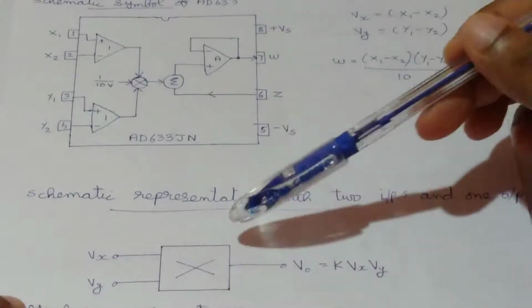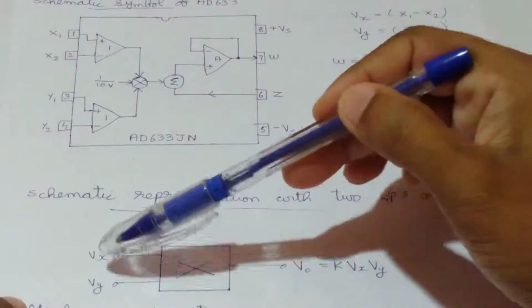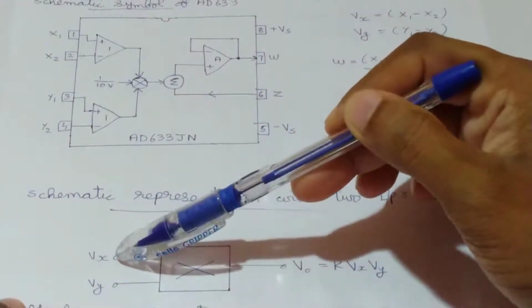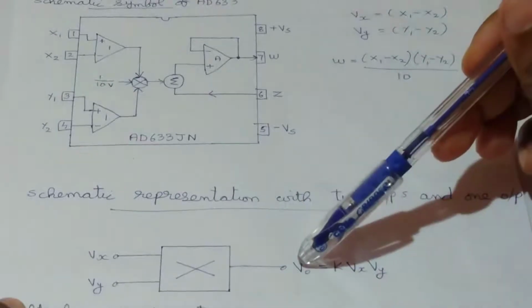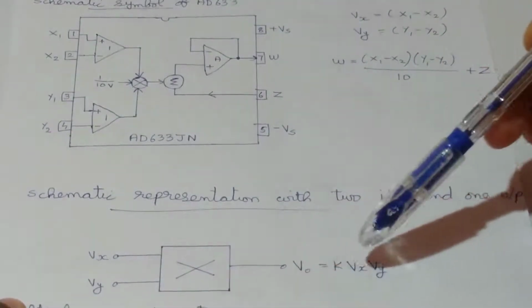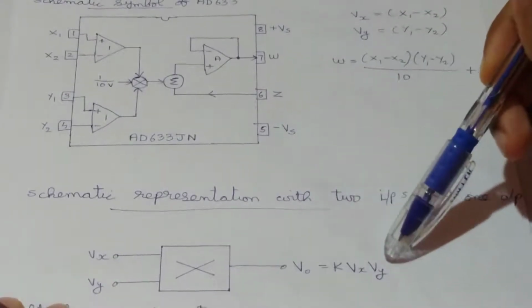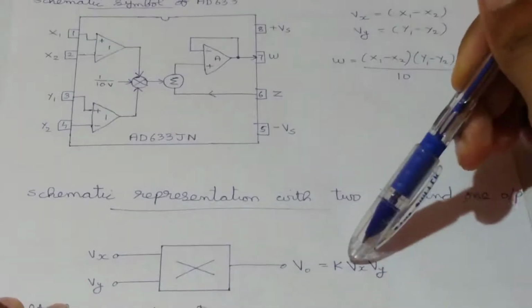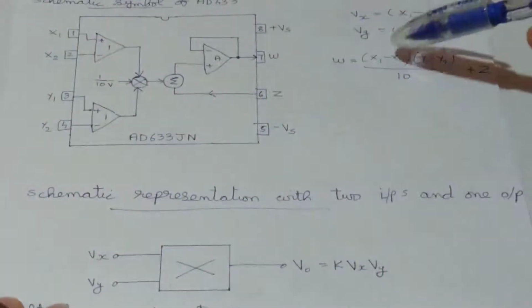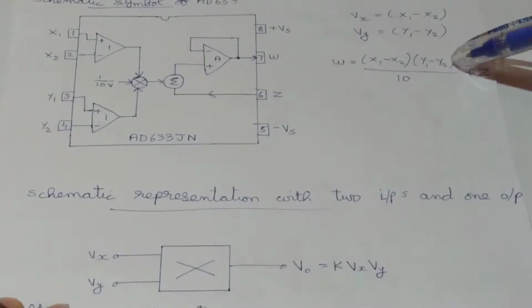Now let's consider the schematic representation or the circuit representation of this AD633 IC. Here Vx and Vy represent the input analog voltages, and Vout is our output voltage, which is K times Vx Vy. Normally the Z input is 0, and hence that is not shown here. Vx represents X1 minus X2 and Vy represents Y1 minus Y2.